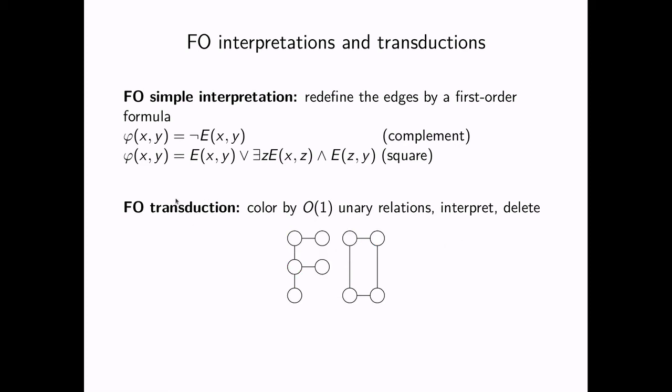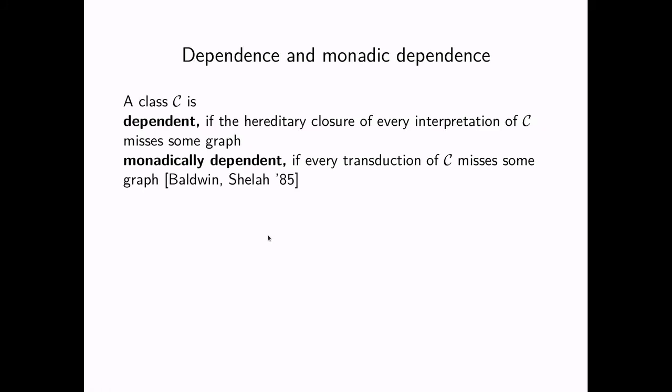So with a first-order transduction, you go from one graph to many graphs, and you can extend this notion to classes. So you can apply a first-order interpretation or a first-order transduction to a class of graphs, and it's exactly what you think. It's the class which is the union of the interpretations or the union of the transductions. And a class is said to be dependent if you cannot get all the graphs as induced subgraphs of a fixed interpretation of your initial class, and it's monadically dependent if you cannot get all the graphs with a fixed transduction of your class.